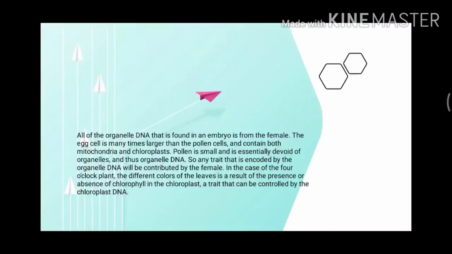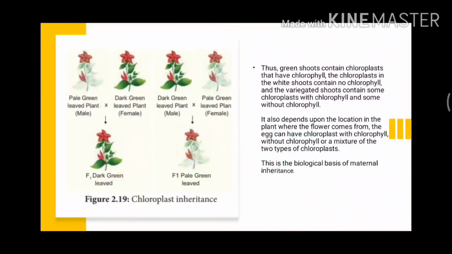In the case of the four o'clock plant, the different colors of the leaf are a result of the presence or absence of chlorophyll in the chloroplast, a trait that can be controlled by the chloroplast DNA. Thus, green should contain chloroplasts that have chlorophyll, the chloroplasts in the white should contain no chlorophyll, and the variegated should contain some chloroplasts with chlorophyll and some without chlorophyll.